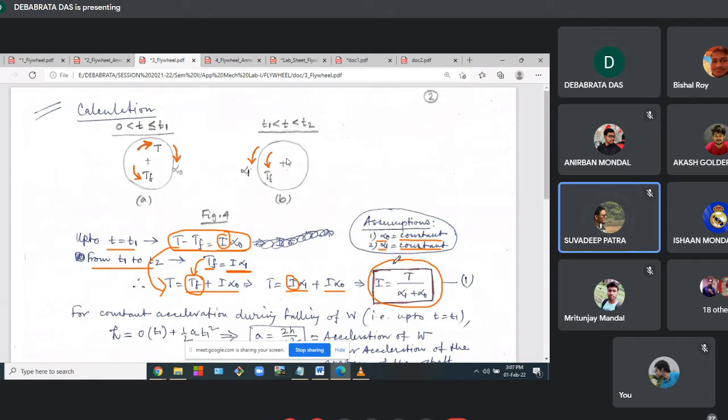Clear? So from this kinetic equation, we can find out I equal to T by alpha 1 plus alpha naught. So that means our job is to find out these three parameters, T, alpha 1, alpha naught. If we can find out this thing, we know the value of I. Clear?